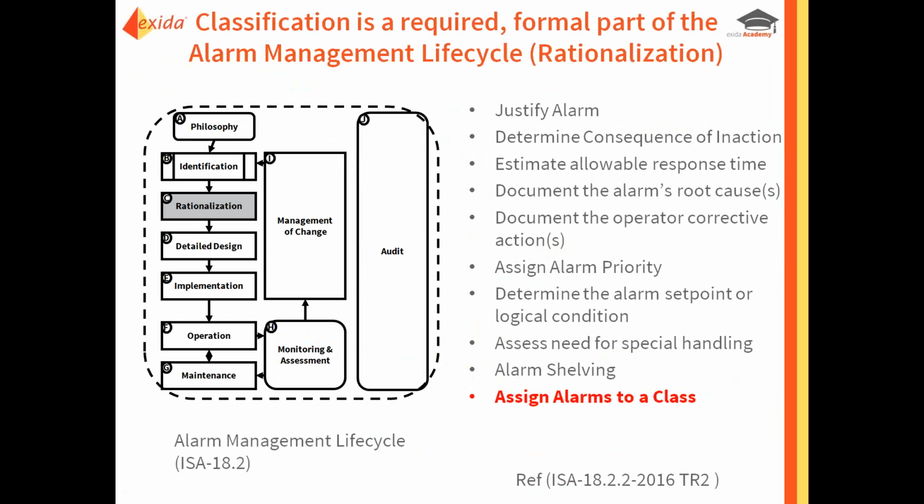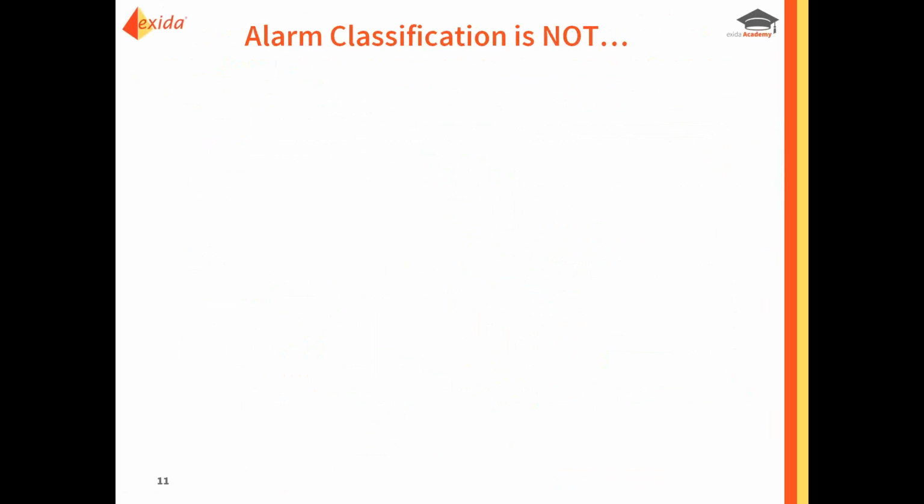On the right side here, we see a list of these specific steps that are typically involved in the alarm rationalization process, as defined in the ISA Technical Report number 2 on rationalization. Steps such as documenting the consequence if the operator wouldn't respond, estimating how much time they have to respond, documenting the root cause of the alarm, and then you can see one of the last steps is assigning alarms to a class, or what class the alarm is. So that's a required step in the rationalization process.